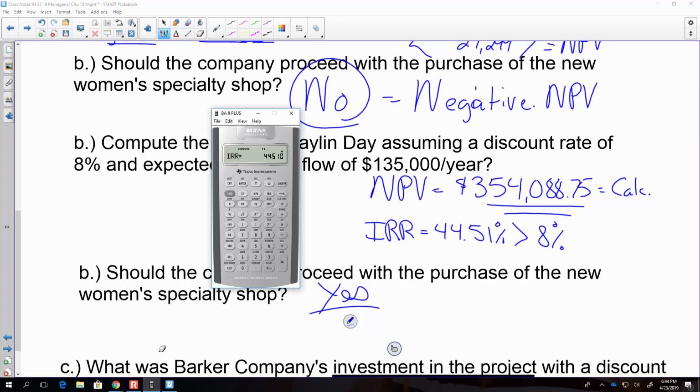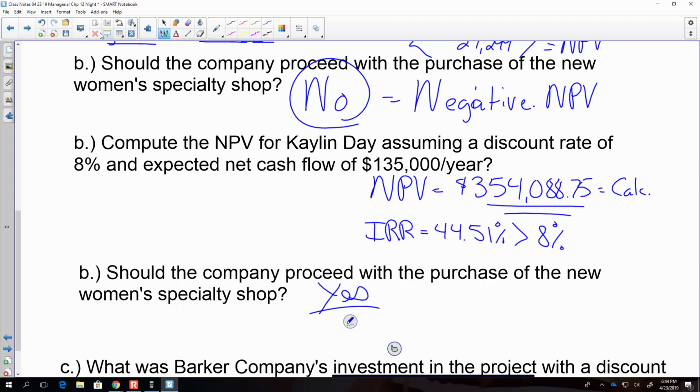Let's clear out our calculator again if you get a chance. So click on cash flow, second function, clear work. Just so we're ready for the next problem.